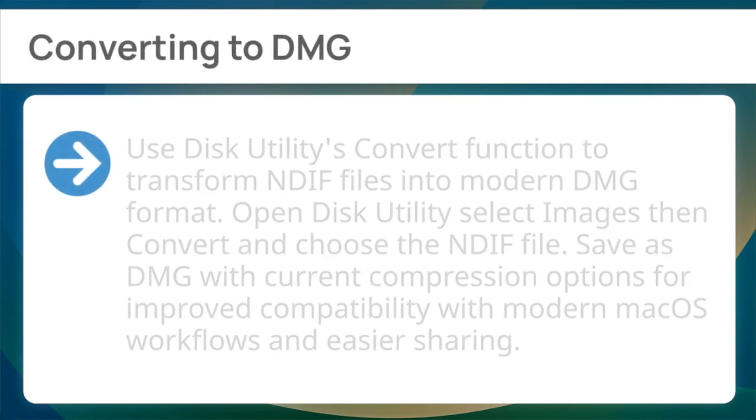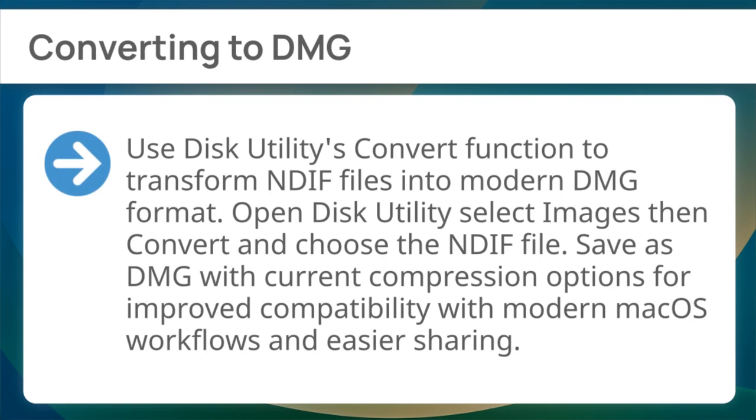Next, converting to DMG. Use Disk Utility's convert function to transform NDIF files into modern DMG format. Open Disk Utility, select Images, then Convert and choose the NDIF file. Save as DMG with current compression options for improved compatibility with modern macOS workflows and easier sharing.